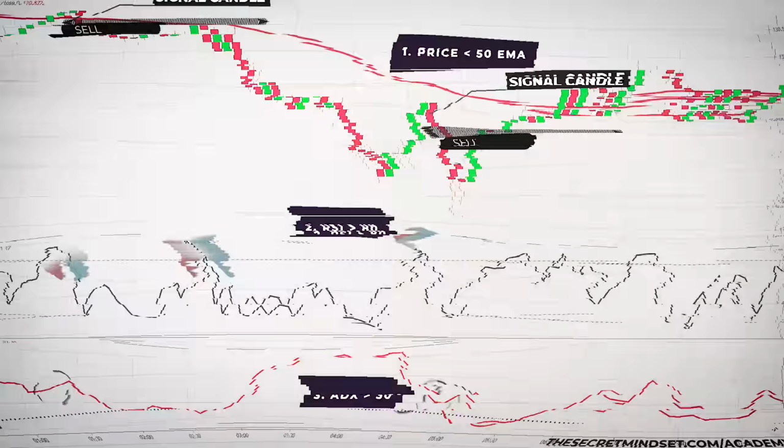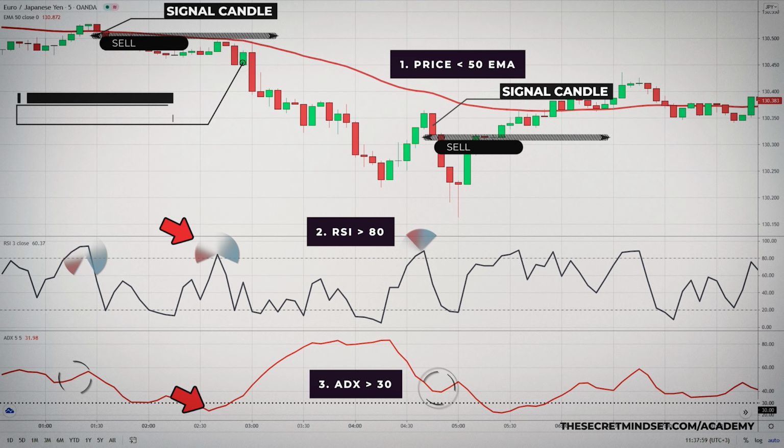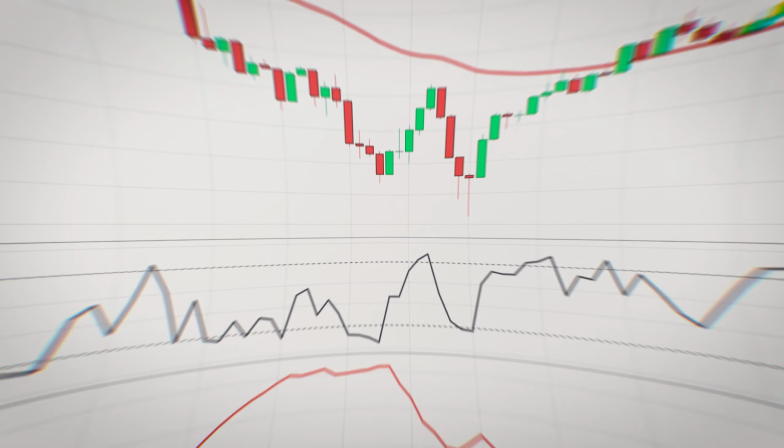profit target. And also observe this invalid setup. Price was below the moving average. The RSI pulled back once again and rose above 80, but the ADX was below 30. Although in hindsight it was a great signal, we followed the rules and skipped the signal.